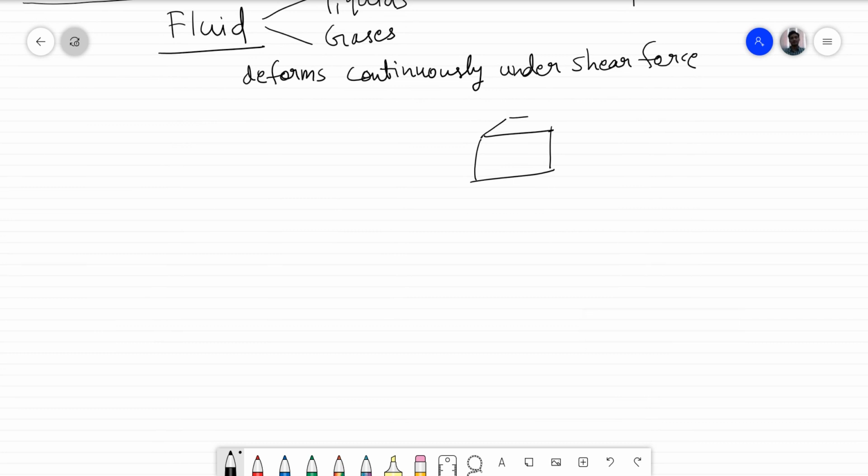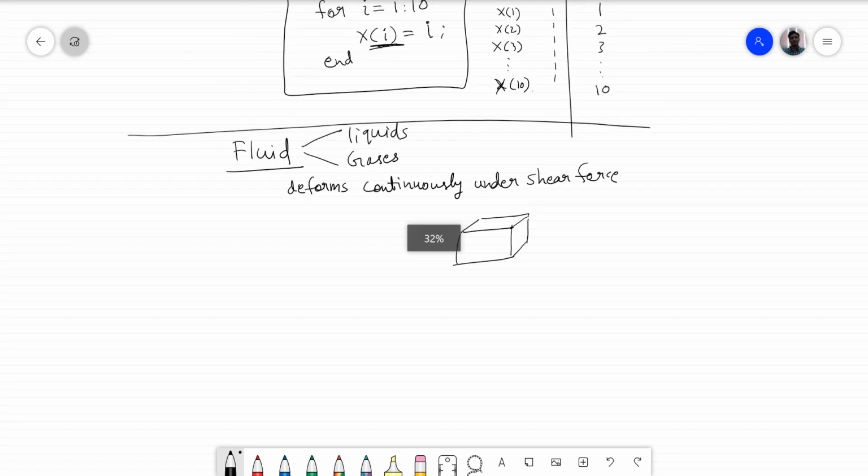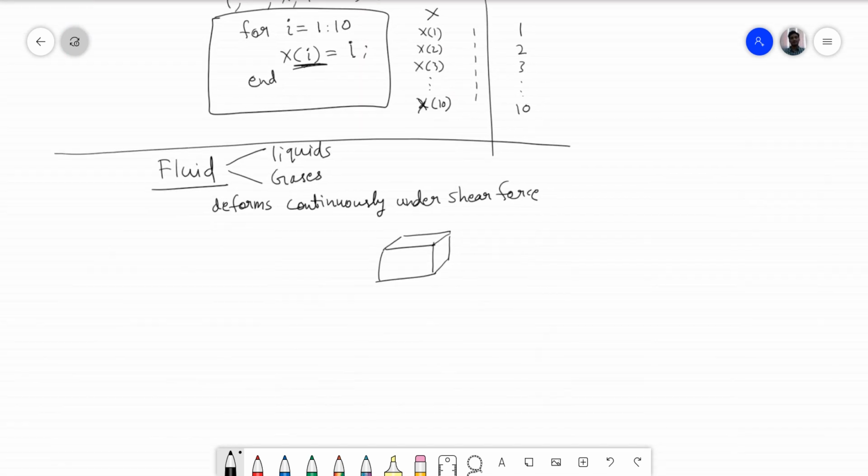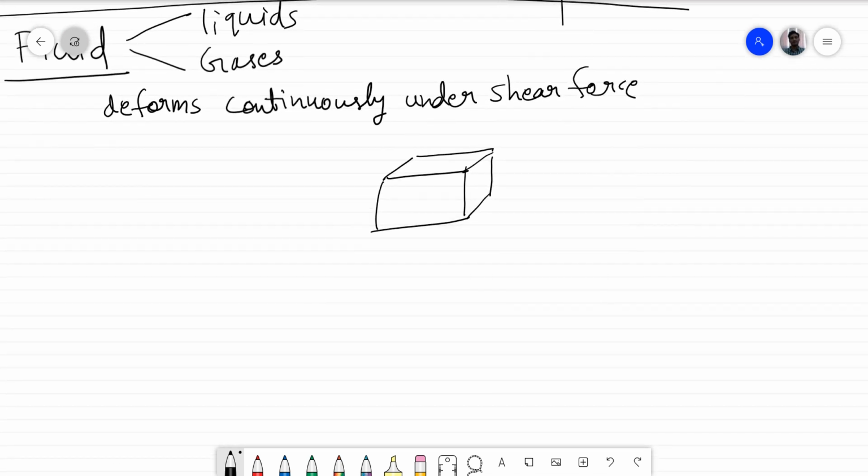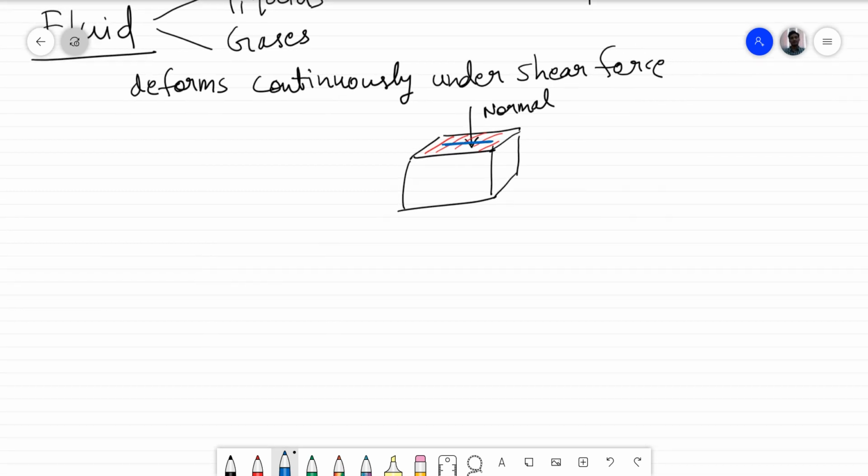Now on a given surface of this element, let's say a force is acting on the top surface and it is acting perpendicular to the surface, then this is known as a normal force, and if a force is acting tangential to this surface, that is known as a shear force. So we are trying to shear this.